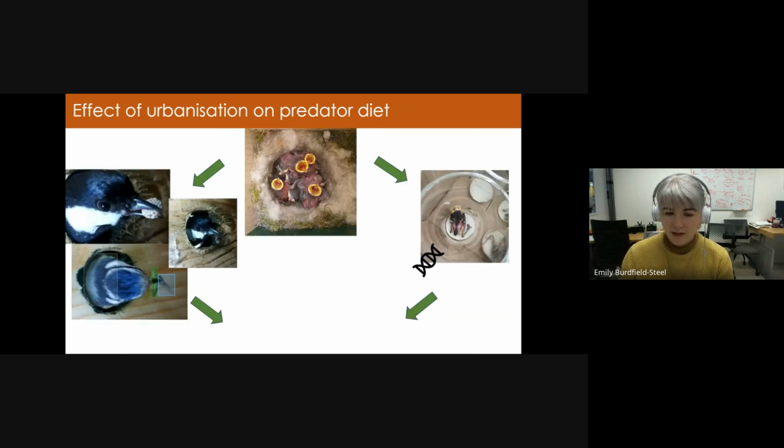So we hope that by putting these two sources of data together, we can get a really comprehensive view of how the diet and therefore the food web is shifting in these urban environments, and what the consequences could be both for the birds and, in my interest, for the insect communities that they're preying on. That's my little spiel.